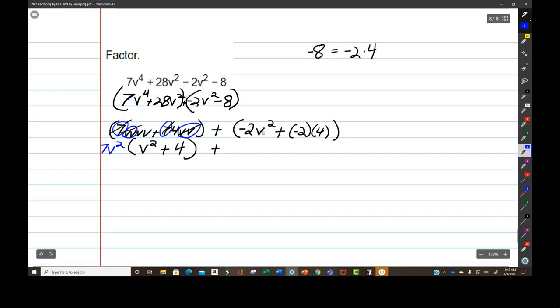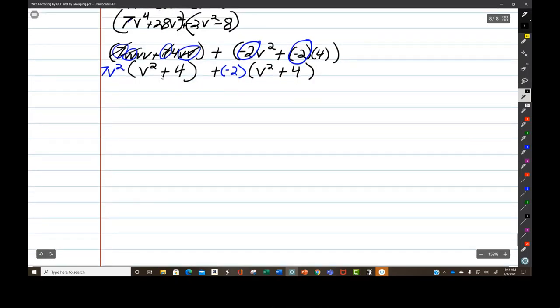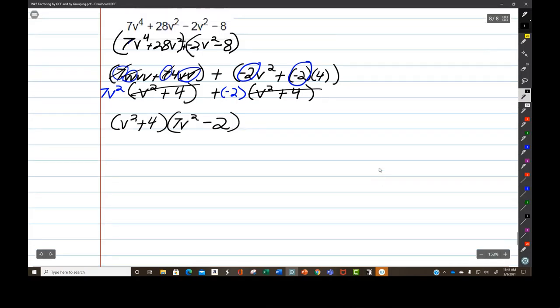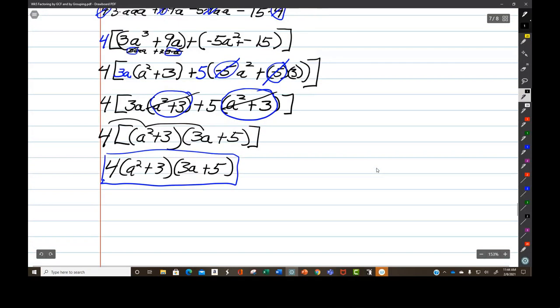And it probably would have been better if I had marked these out, but it's not absolutely necessary if you don't need to. Now, the GCF of these two terms is going to be negative 2. So we'll have negative 2 parentheses v squared plus 4. So this is what I have now, and I see that v squared plus 4 is going to be the GCF now, so I write it down. And then the second set of parentheses, I write the leftovers, which are 7v squared plus negative 2, which is minus 2.